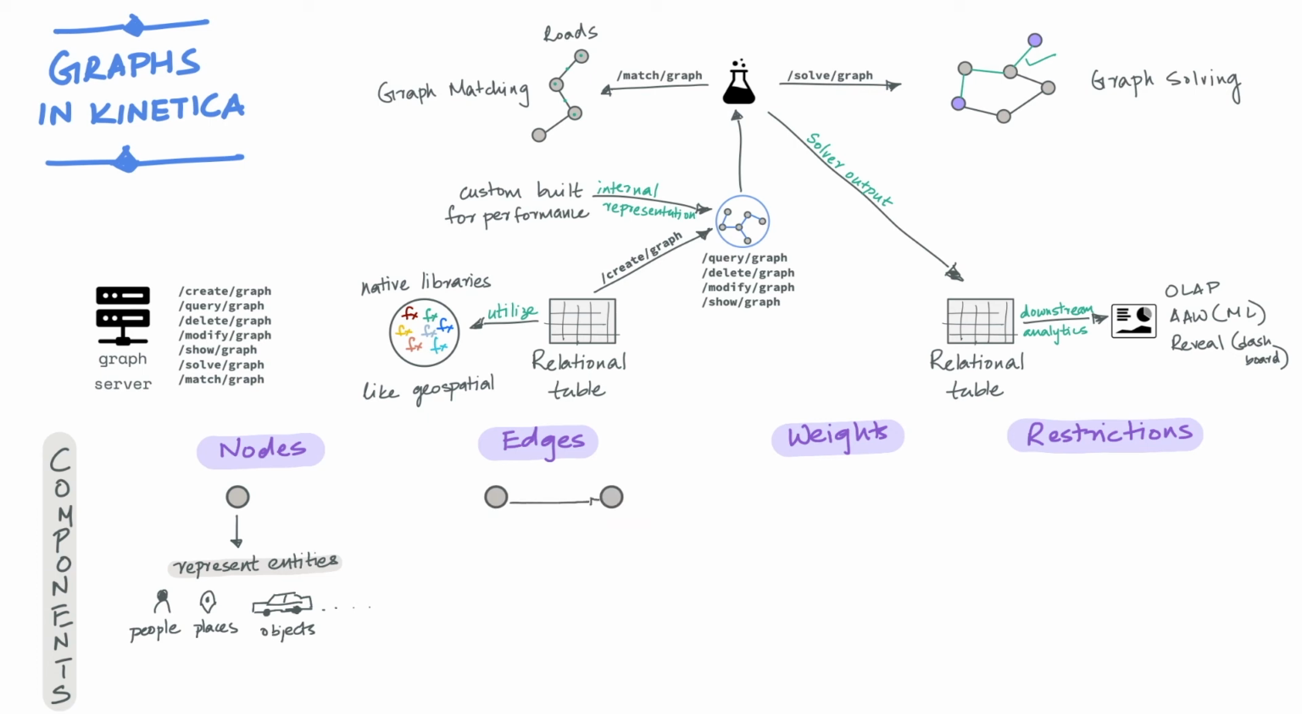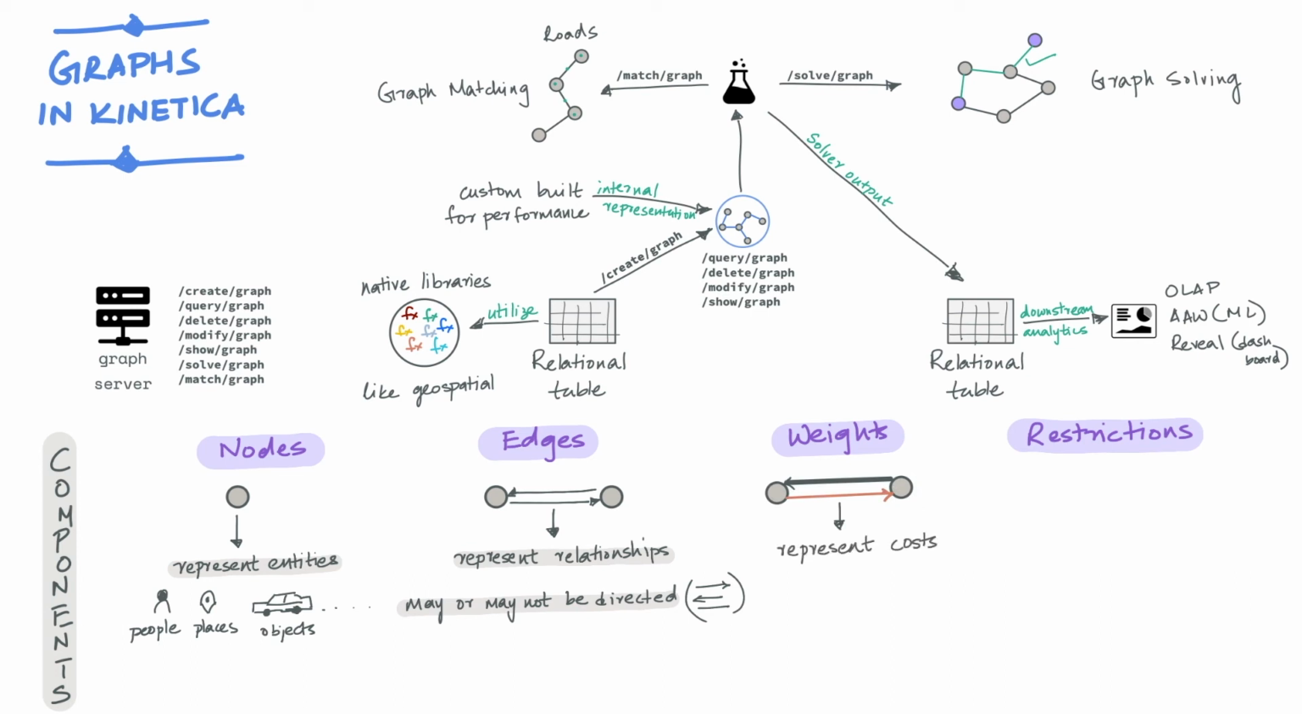Edges connect different nodes and represent relationships. They may or may not have a direction, and there can be multiple of them between 2 nodes, each with its own direction. Edges are a required component for specifying a graph in Kinetica. Weights represent the cost of a given edge in a graph. Each edge in a graph in Kinetica is associated with one cost.